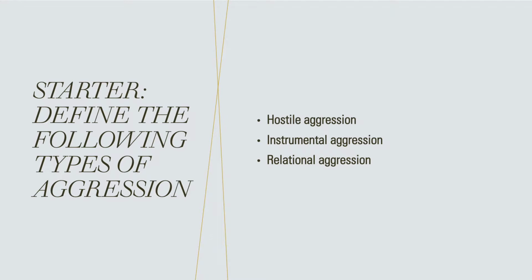Firstly, just think back on our last lesson, when we tried to explain aggression using the cognitive approach, and I want you to try and define the following types of aggression: hostile aggression, instrumental aggression, and relational aggression. If you need to look back in your notes or your textbooks, feel free, but try and do it without. See how much you remember without your textbooks first. So just pause me now and write a brief definition of each of those 3 types of aggression.